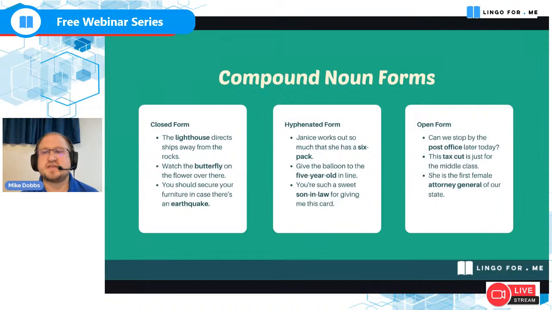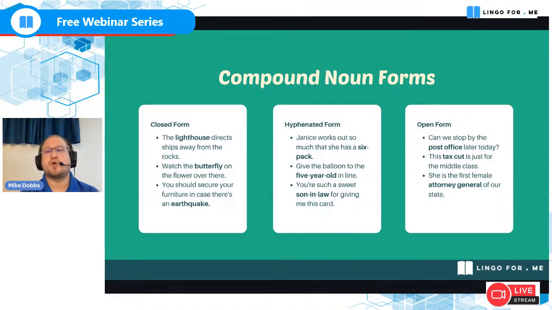And then we have, she is the first female attorney general of our state. An attorney general, it might be different in different countries, but in the United States, we have the word attorney, which is like a lawyer, the same, just a different word, and then general. So you might hear the term general in a military sense or an army. We put those together. Attorney general, you can think of a general like a leader.